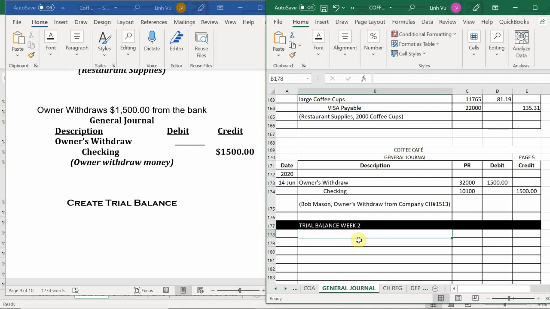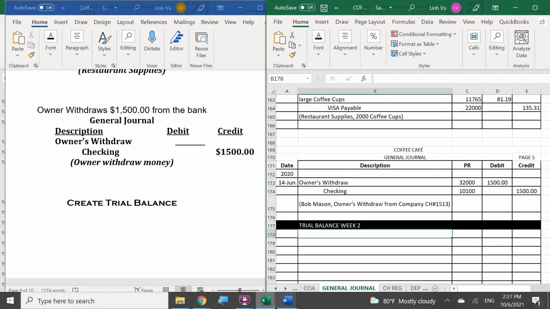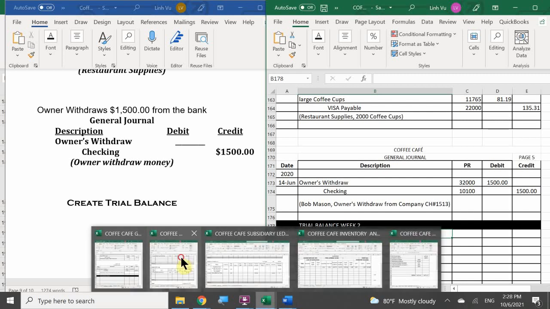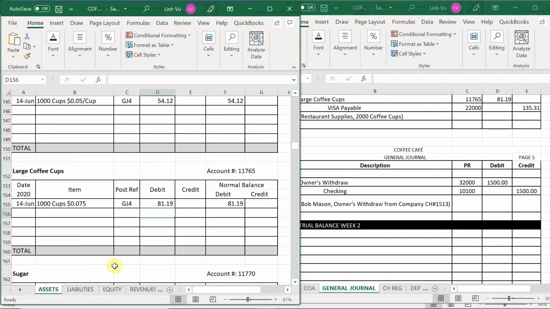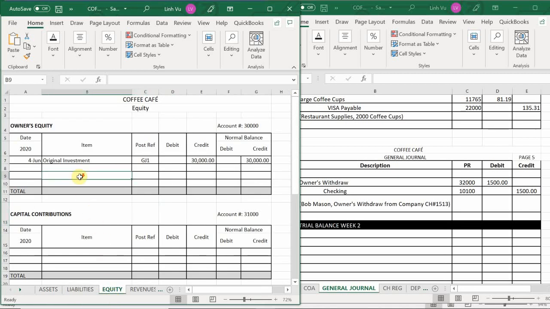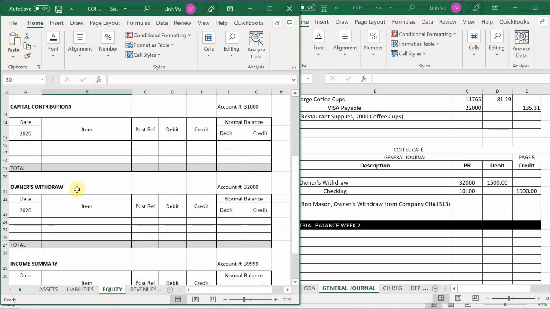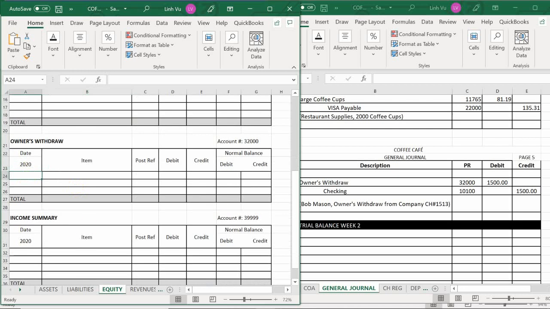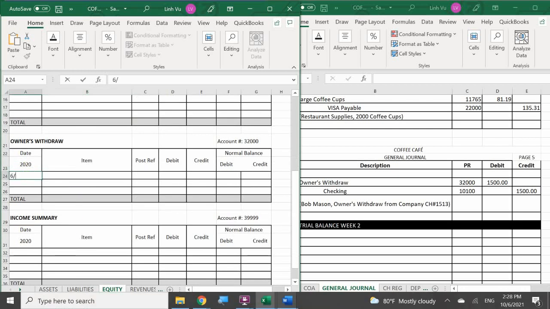Okay, trial balance for week 2. So save your journal. Okay, now we need to update the ledger because the owner withdrew money from the checking account. So in this case, owner's withdrawal, you're going to go to equity. Here you go, owner's withdrawal. Check number 1513.